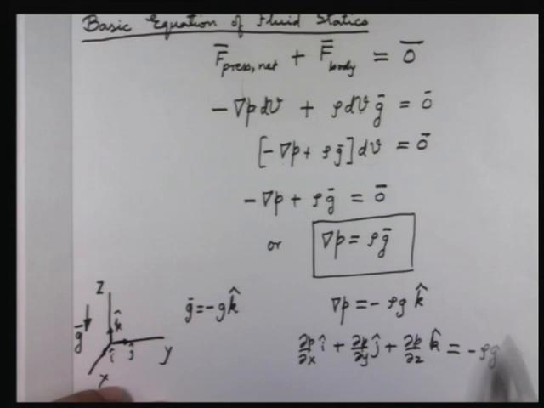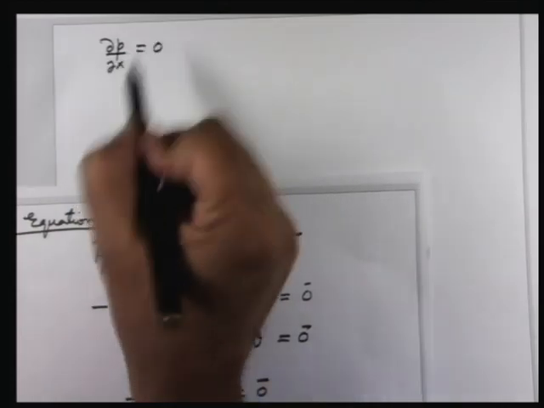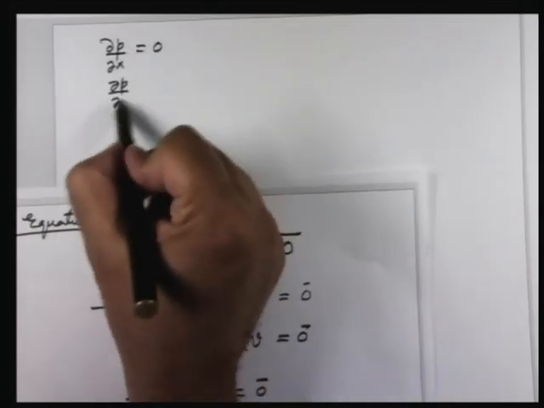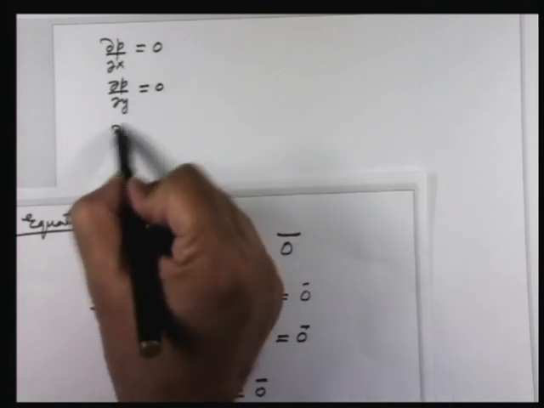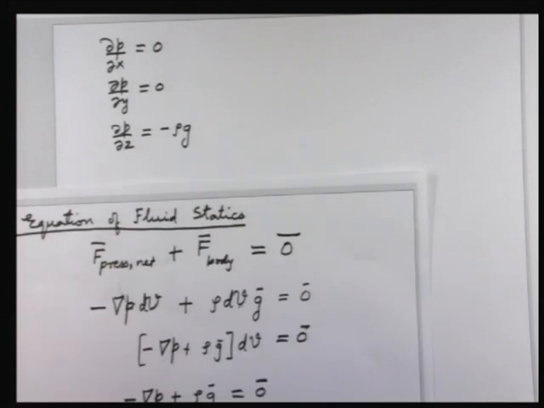Minus rho g k. So we have a vector equation now, and the right hand side has only the k component, so that means del P del z will be minus rho g if you equate the k components. Now since the right hand side has no i and j component, del P del x and del P del y will be 0. So for this particular coordinate system, you are going to have del P del x equal to 0, del P del y equal to 0, and del P del z is equal to minus rho g.